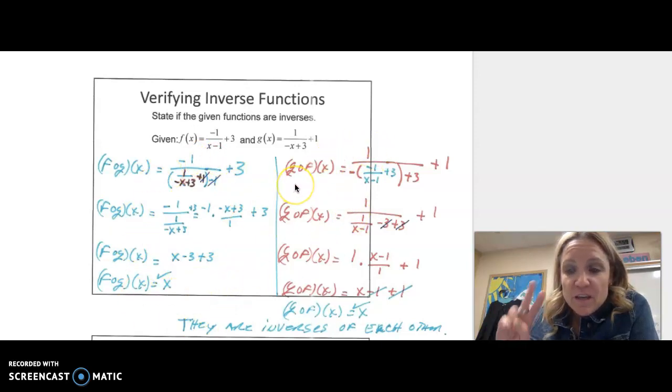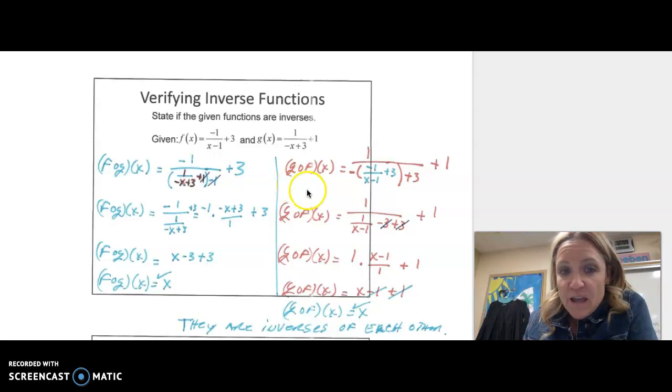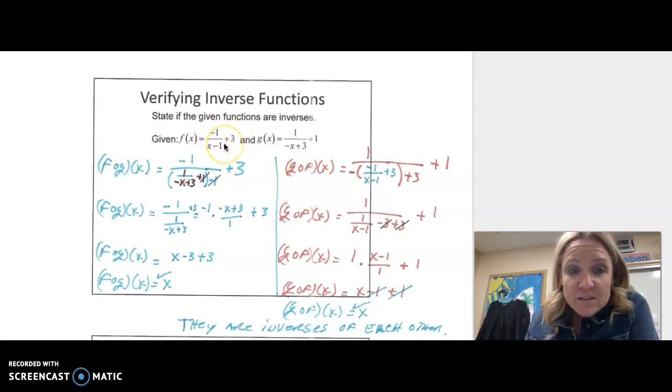Let's see if the inverse simplifies to x. So this time we're going to take all this stuff for x. We're going to plug it in right here into the g of x where this x is at. So where this x is at, we need to put the negative sign out in front of the parentheses. There's also a plus 3 in that denominator. And then after that fraction, we're going to add the 1 over here.